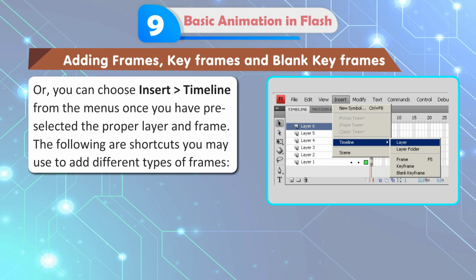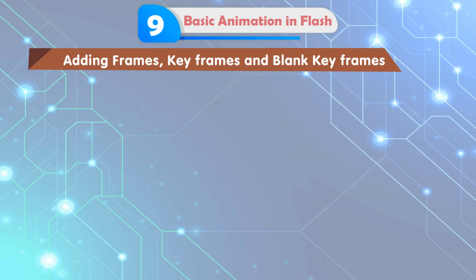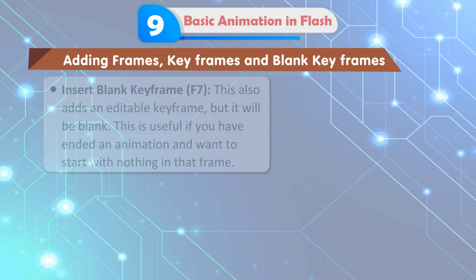The following are shortcuts you may use to add different types of frames. Insert Frame, F5. This adds frames that extend from the previous frame to the selected frame. It extends content on the stage, but these frames are not editable. Insert Keyframe, F6. This adds an editable keyframe, but it also copies any content from the previous keyframe. This is helpful in animating objects since it gives you another instance of the object to work with.